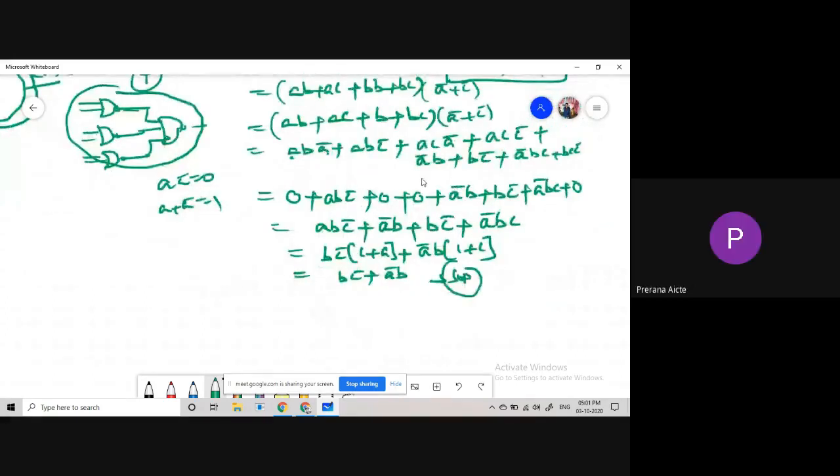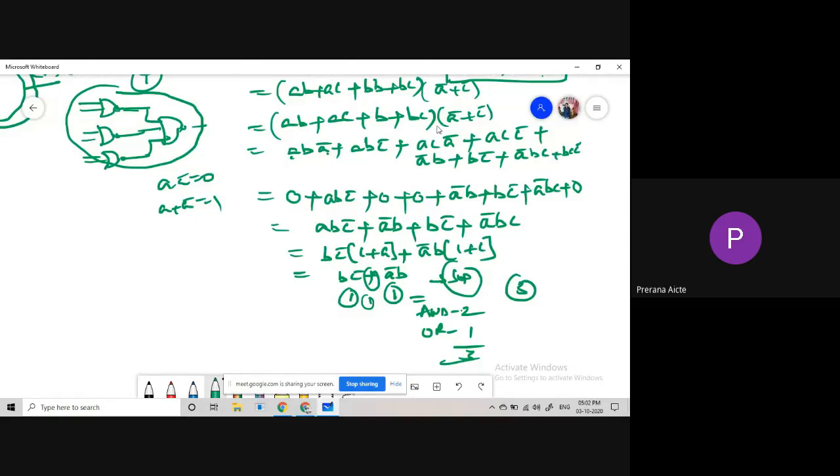So for this SOP, how many AND gates are required? One AND gate for this one, one AND gate for this one, and we use one OR gate. So 2 AND gates, 1 OR gate, totally 3. How many NAND gates are required? 3. Yes, sir. So like this only we calculate the number of NAND gates also.